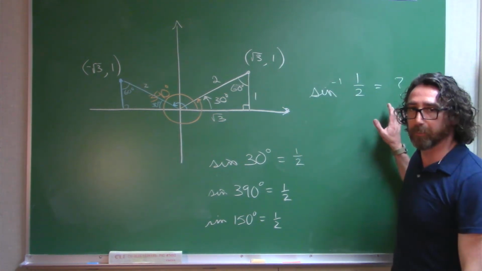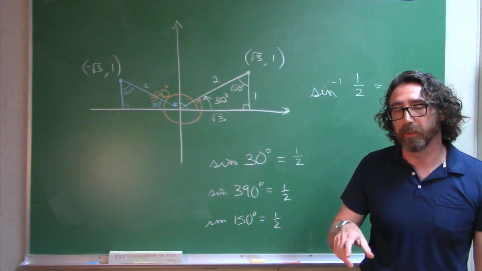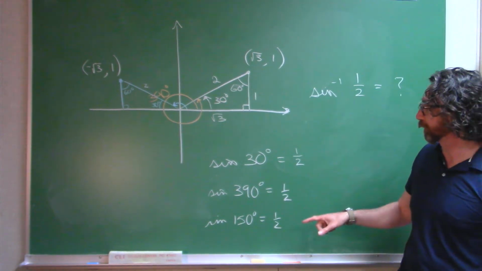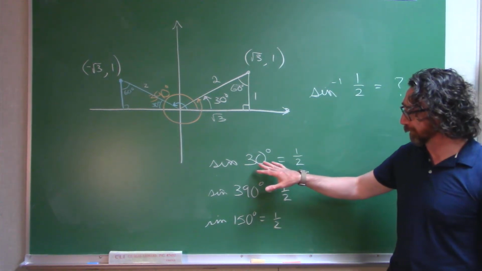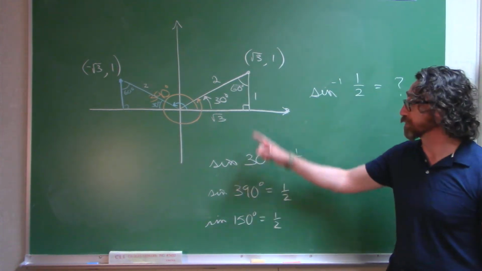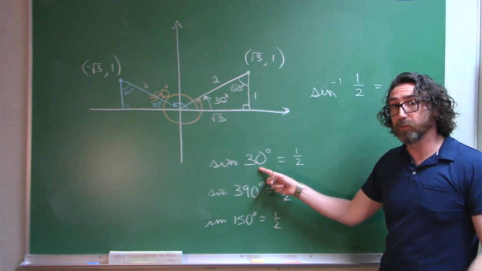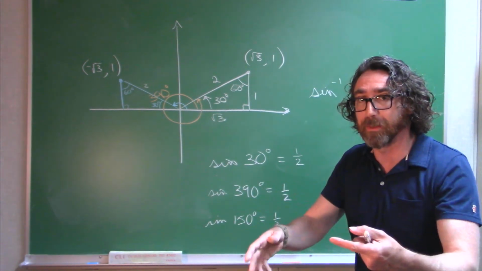So the question becomes, if I told you I took an angle and I figured out its sine and I got 1/2, what angle did I start with? Well, there's tons of possibilities. There's a first quadrant angle, and 30 degrees is what your calculator will give you. That's what we call the principal angle.